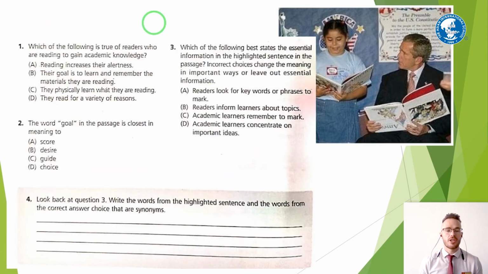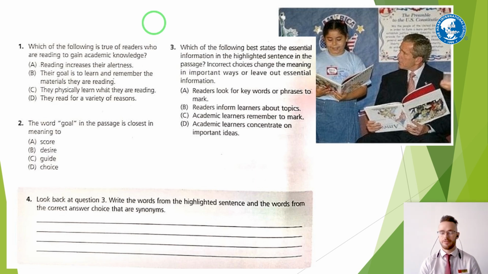Okay, so question number 1. Which of the following is true of readers who are reading to gain academic knowledge? The correct answer you should have got there is B. Their goal is to learn and remember the materials they are reading. There is no point reading it if you don't remember it. Question number 2. The word goal in the passage is closest in meaning to desire. Question number 3. Which of the following best states the essential information in the highlighted sentence in the passage?